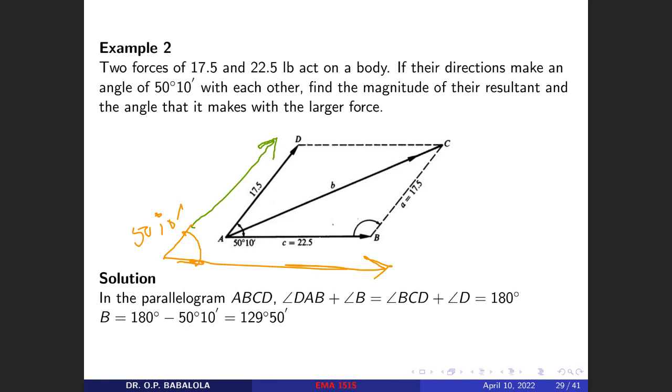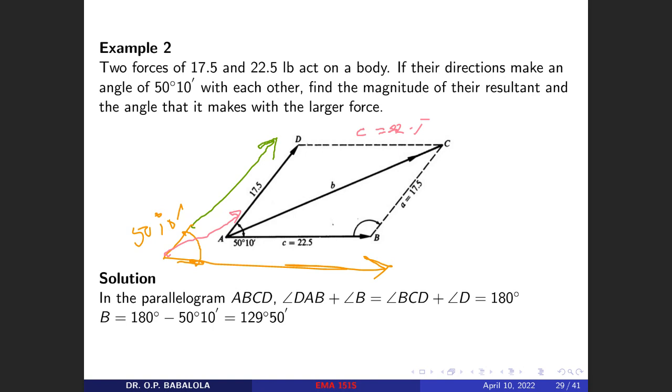Now we're told to find the magnitude of their resultant. You all remember resultant force, and the magnitude will be this. Let's just put it this way, and that is B in this diagram. So in the parallelogram, we have created a parallelogram. So I have AD, AB, then DC. Remember, these sides will be equal. C is equal to 22.5, and these sides are equal.